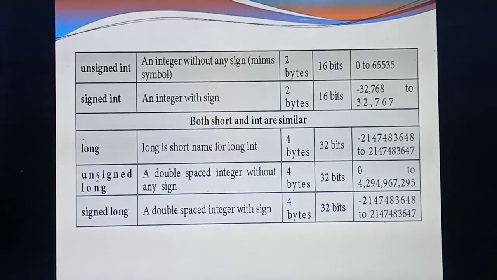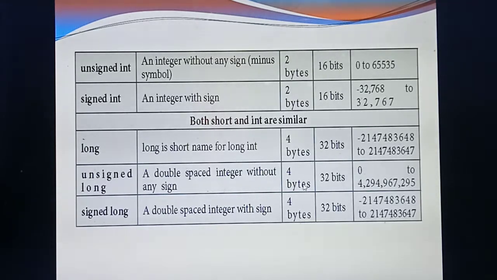Next one is long. Long is a short name for long int. What do you mean by long? It is a short name for long int. So unsigned long means a double spaced integer without any sign. That means a lot of integers will be there, but without any sign, either no positive sign or no negative sign. That is unsigned long. But signed long means a double space integer with a sign. This long, unsigned long and signed long all have the memory capacity of 4 bytes.